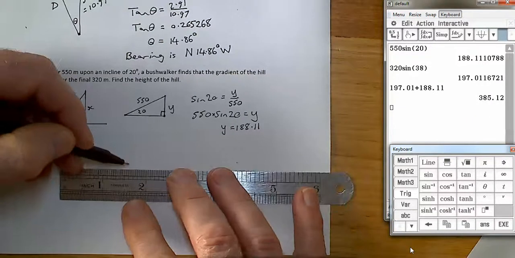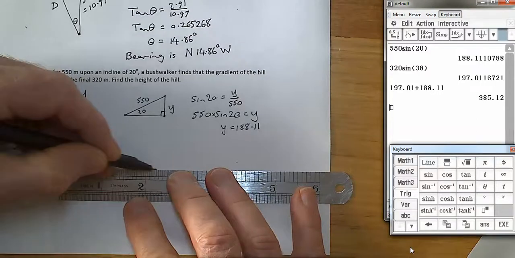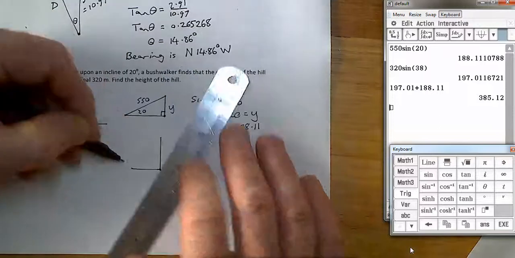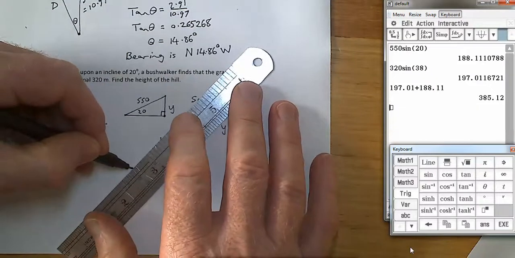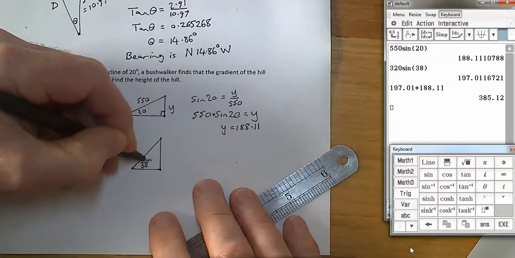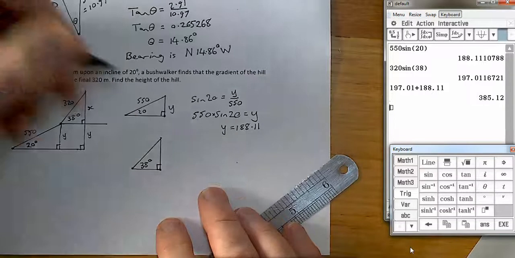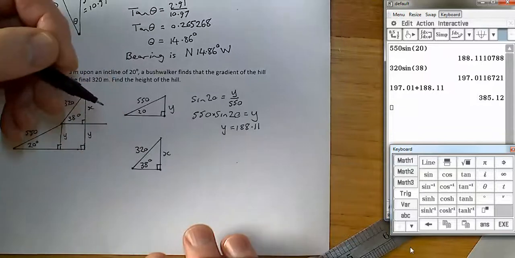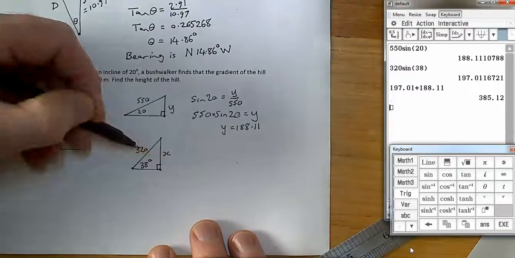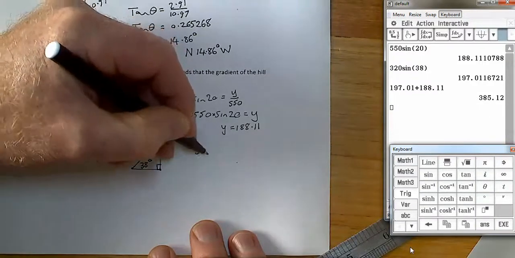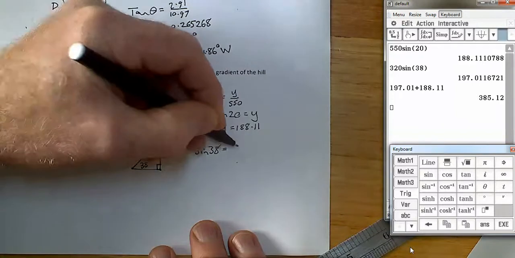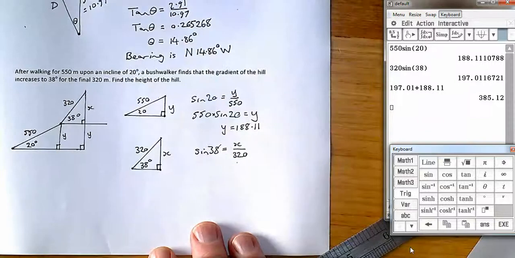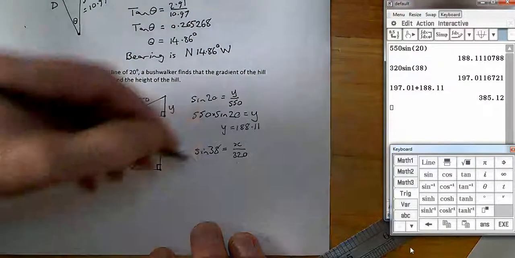It's a very similar situation. This angle is 38 degrees. It's a right angle, and I can work out x, 320. So it's opposite and hypotenuse again. It's another sine question. Sine 38 equals opposite x over hypotenuse 320. Multiply both sides by 320.